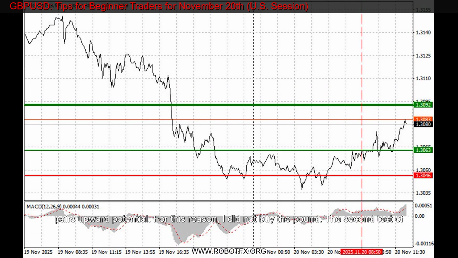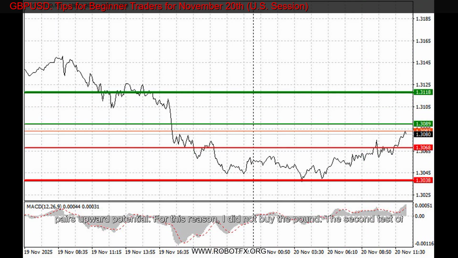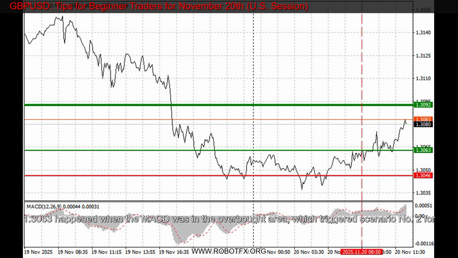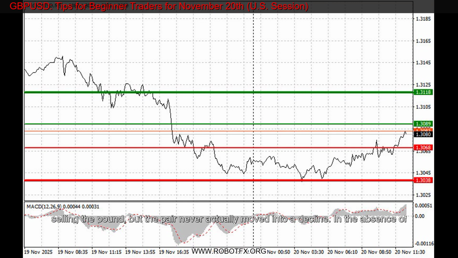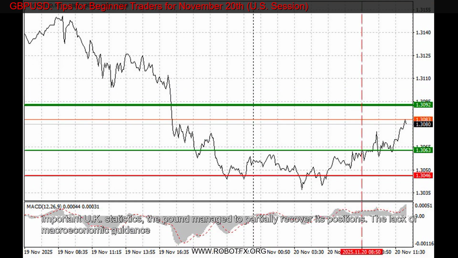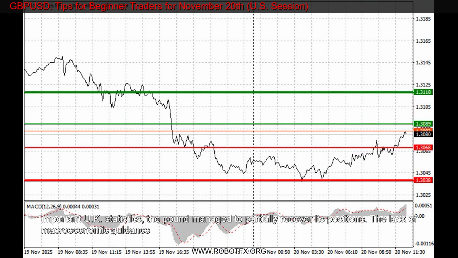The second test of 1.3063 happened when the MACD was in the overbought area, which triggered scenario no. 2 for selling the pound, but the pair never actually moved into a decline. In the absence of important UK statistics, the pound managed to partially recover its positions. The lack of macroeconomic guidance from the UK left traders with little opportunity for fundamental analysis, which increased the speculative nature of the pair's fluctuations.